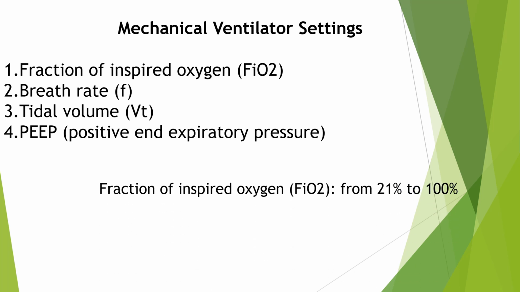First one is fraction of inspired oxygen. It is given as FiO2. That indicates the amount of oxygen the patient receives via the mechanical ventilator. The FiO2 may be started at 100% if the patient is extremely hypoxic, and then we will decrease the FiO2 based on the level of ABG. The ventilator may provide FiO2 from 21 to 100% depending on the needs of the patient.